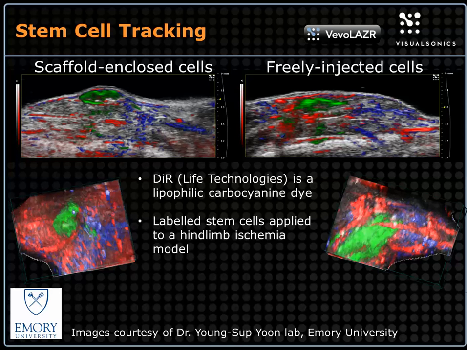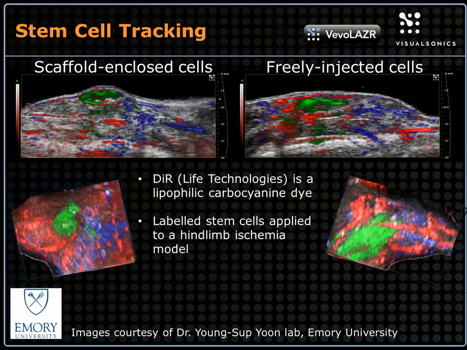In this case, they had two different cases. One where they had cells which were enclosed in a scaffold. So they enclosed these stem cells in a scaffold and implanted them into the ligated hind limb of the animal. And then they had another animal where they just injected these cells. They're just kind of freely floating, not enclosed within a scaffold. They injected those in another animal's ligated femoral artery hind limb.